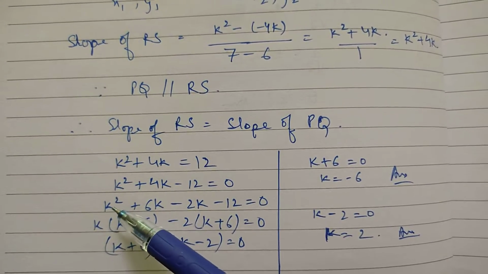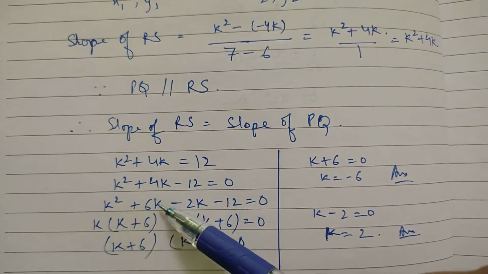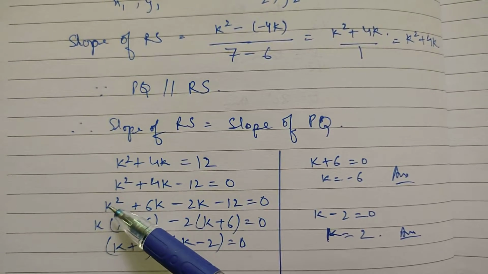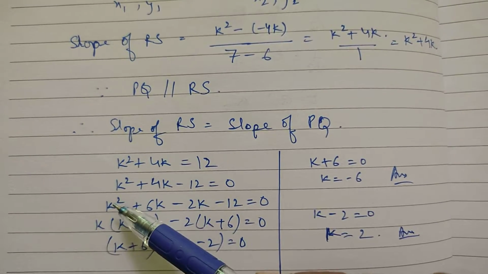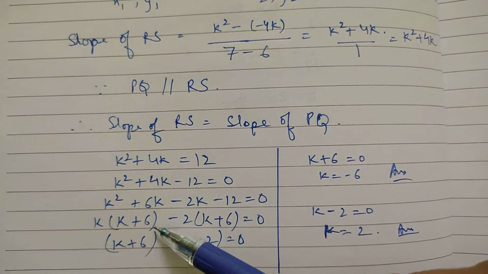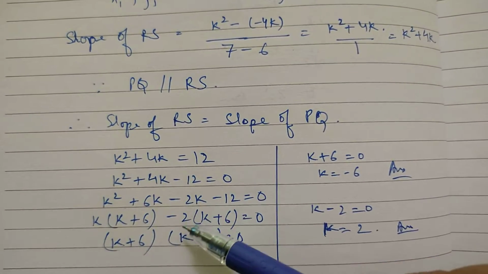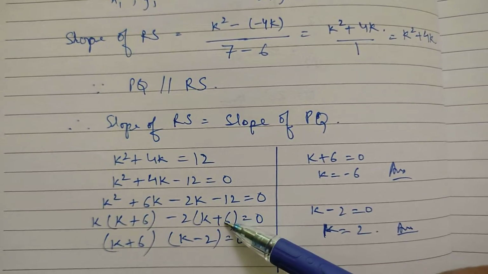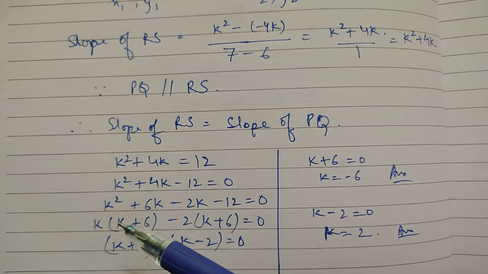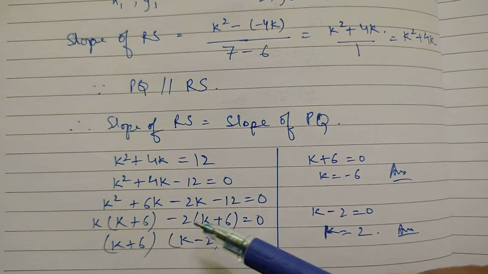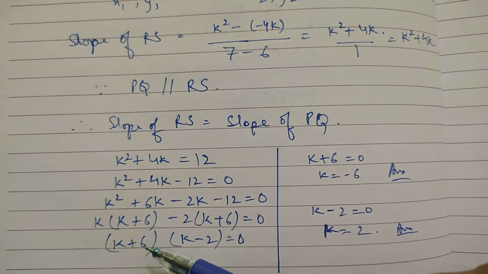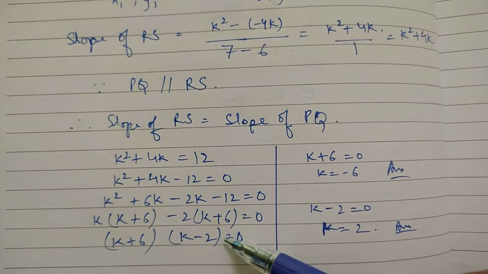On grouping them up, the first group will be having these two terms, k square and 6k, in which I'm going to take k common from both the parts. So k will be left, plus 6 will be left, and in the second group I'm going to take minus 2 common. Again k will be left and plus 6 will be left, equal to 0. Then after that I'm going to group them up. So out of these two, k plus 6 is common, so what is left? K is left and minus 2 is left, equal to 0.